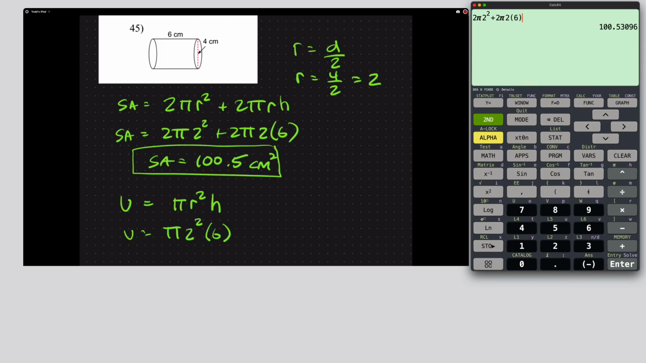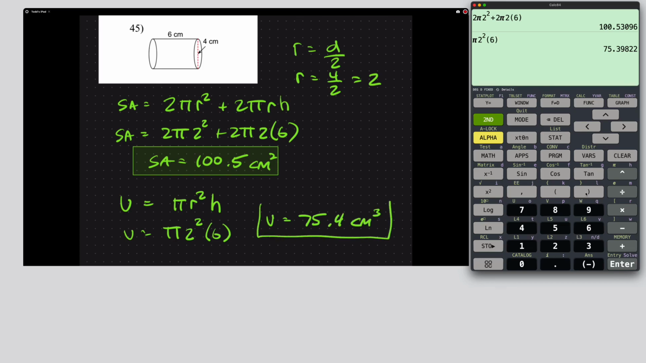Final answer. And the bottom one, which is the volume, is going to be pi times 2 squared times 6. And we get volume equals 75. And if we're going to round that to 1 decimal place, it'll be 0.4. The units are centimeters, and cubed because it is volume. Final answer.